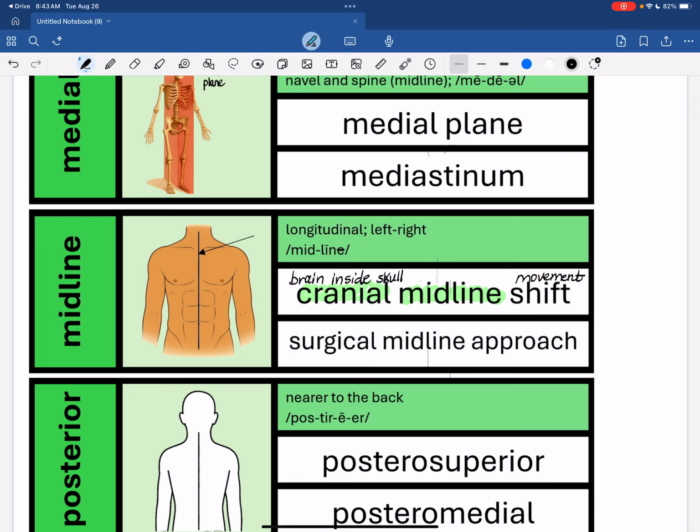It can also happen when the pressure inside the skull is too high and it pushes the brain one side or the other.